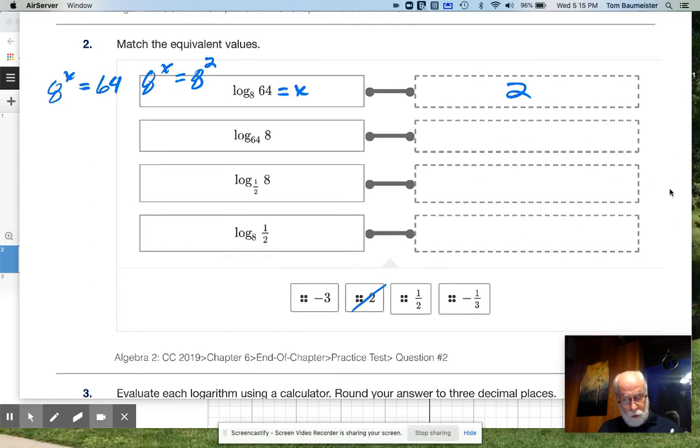All right, same thing here. 64 raised to the x power is equal to 8. Well, in this one, you have to think, 64 raised to what power? You would know you'd square root it, right? Remember, square root would be to the 1/2 power, and that will equal 8. So again, we're told that x is equal to 1/2.